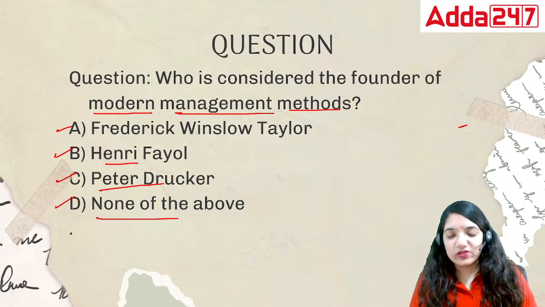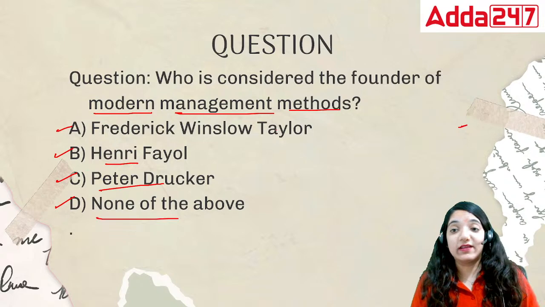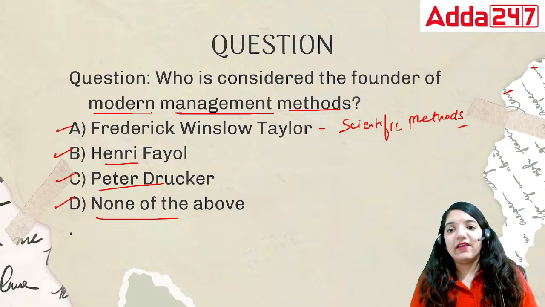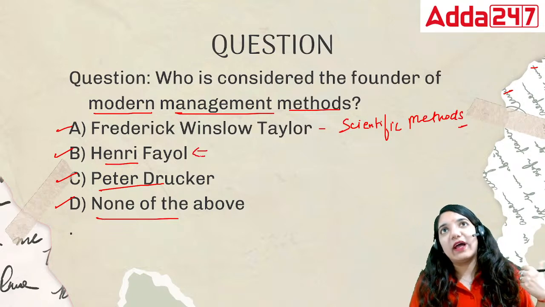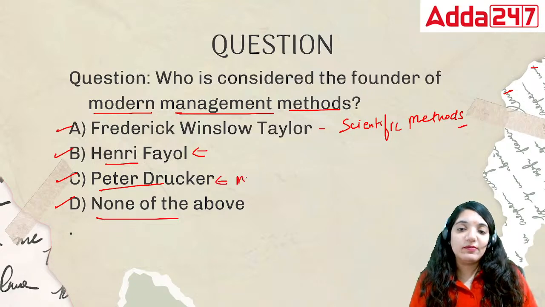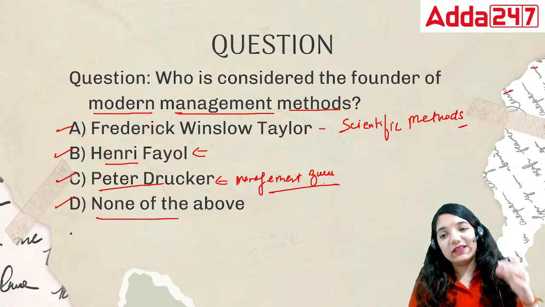In this area, the most important thing is to understand who they are. F.W. Taylor is the one who gave the scientific methods. Henry Fayol is known as the father of generic management, while Peter Drucker is known as the management guru. This is as per the book only; these are the terminologies you'll find in the Macmillan book as well.